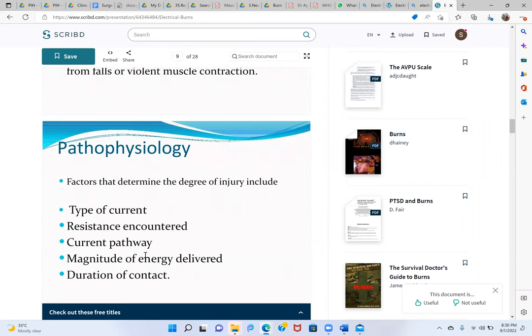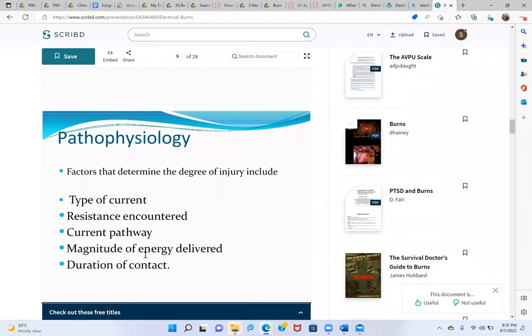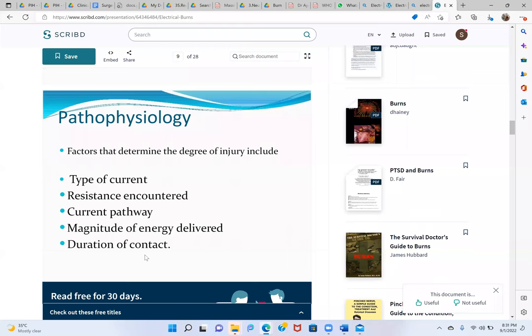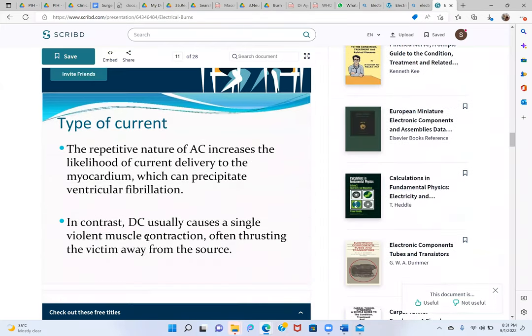Because if you have a shock, but the circuit will not be complete, the damage will not be as severe as it would be if you were barefooted. Okay, duration of contact. The repetitive nature of alternating current increases the likelihood of current delivery to the myocardium, which can precipitate ventricular fibrillation.